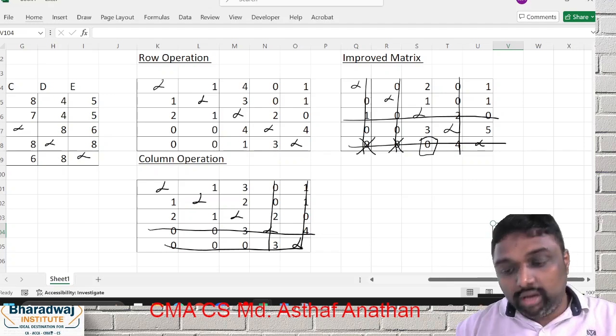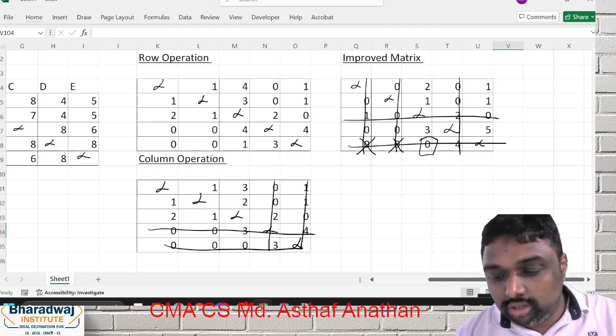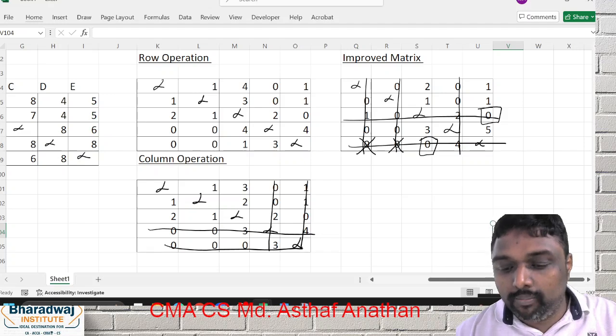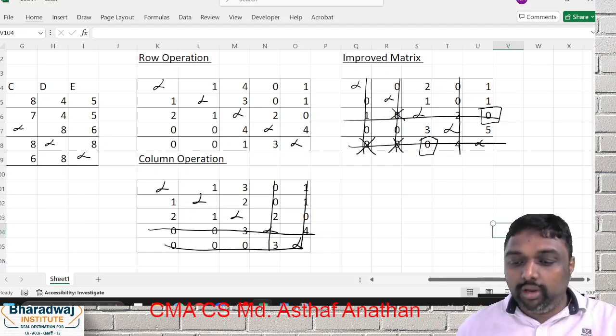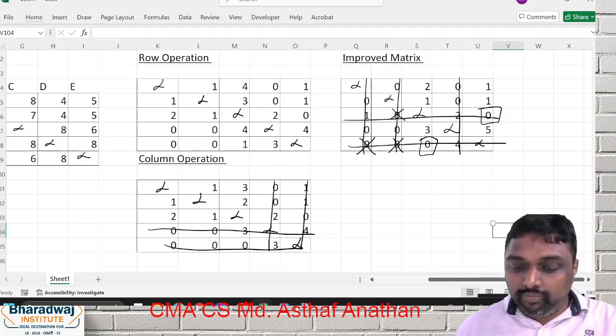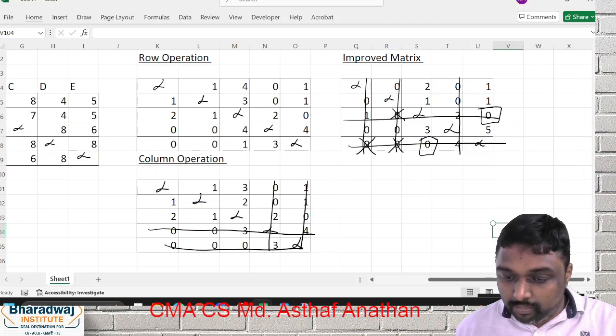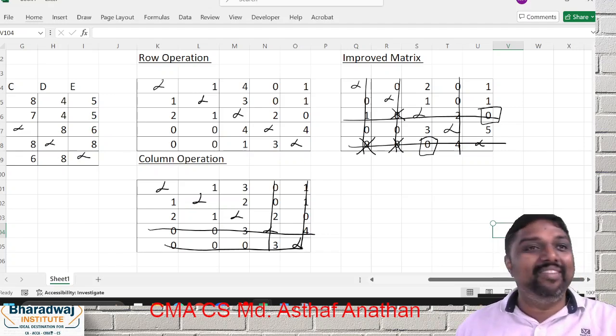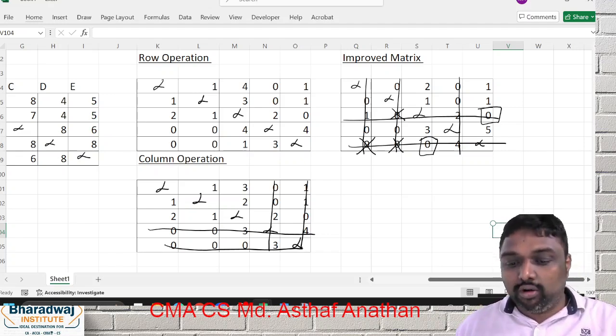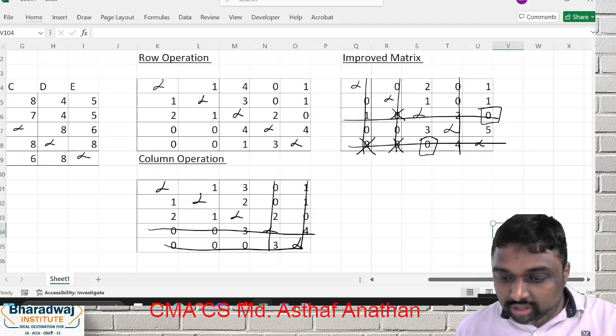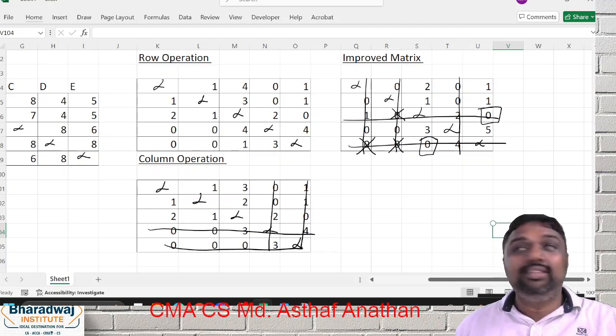Now we have again row wise no single zero. So you have to go column wise, fifth column, this will be dead. Now if you go for it, do you have any row wise single zero? Still there is no row wise single zero. Again you have to go column wise single zero. Which column do we have single zero now? There is no column we have single zero.